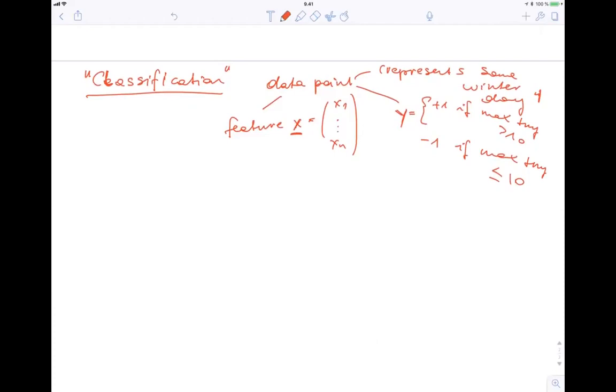So I can say if the maximum daytime temperature is larger than 10 degrees, then I set the label equal to plus one, whereas if the maximum daytime temperature is smaller or equal than 10 degrees, then I set the label to minus one. I can define it. Remember, the label is a design choice. And I now want to learn a predictor. For simplicity, let's assume we have one single feature, which is again the minimum daytime temperature.